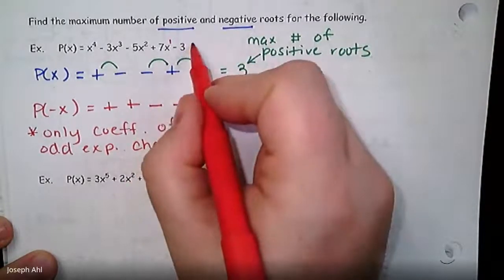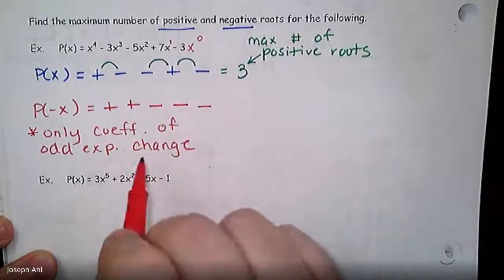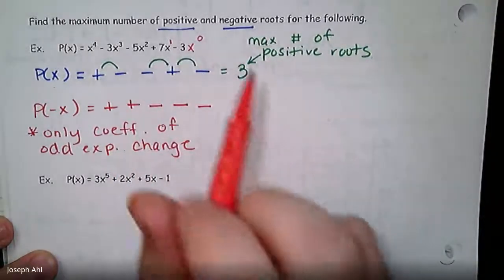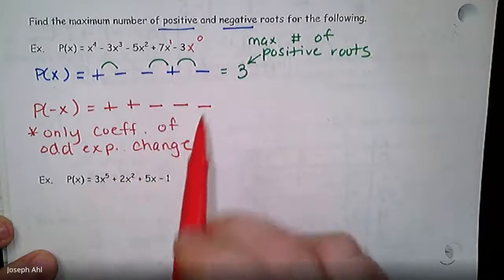It's technically next to x to the 0 if you want to think of it that way, which is not an odd exponent. But the constant actually will never change, so we'll just leave that as negative.